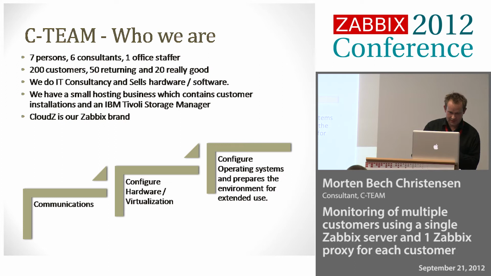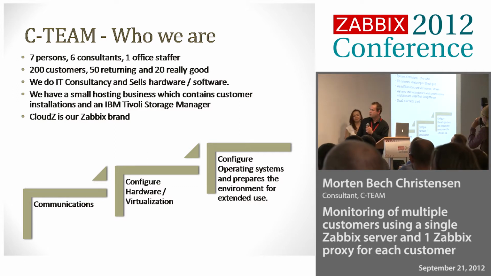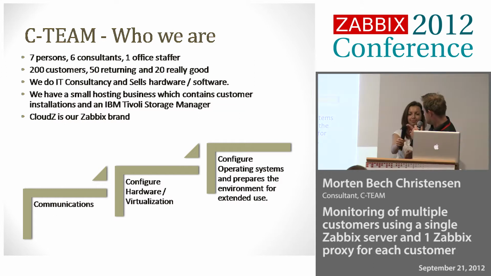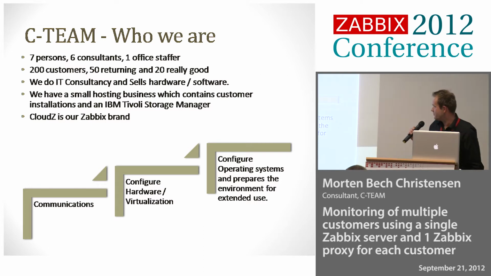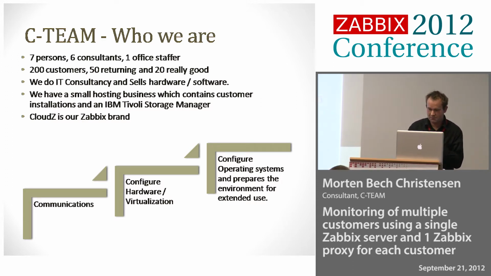First, let me start with C-Team, who we are. We are 7 persons, where 6 of them are consultants and 1 office staffer. We are a really nerdish company with around 200 customers, 50 returning and 20 really good. We do IT consultancy, sells hardware and software. Along that we have a small hosting business which contains customer installations and IBM Tivoli Storage Manager for backup. Cloud C is our Zabbix brand. Whatever we do, we use that name.